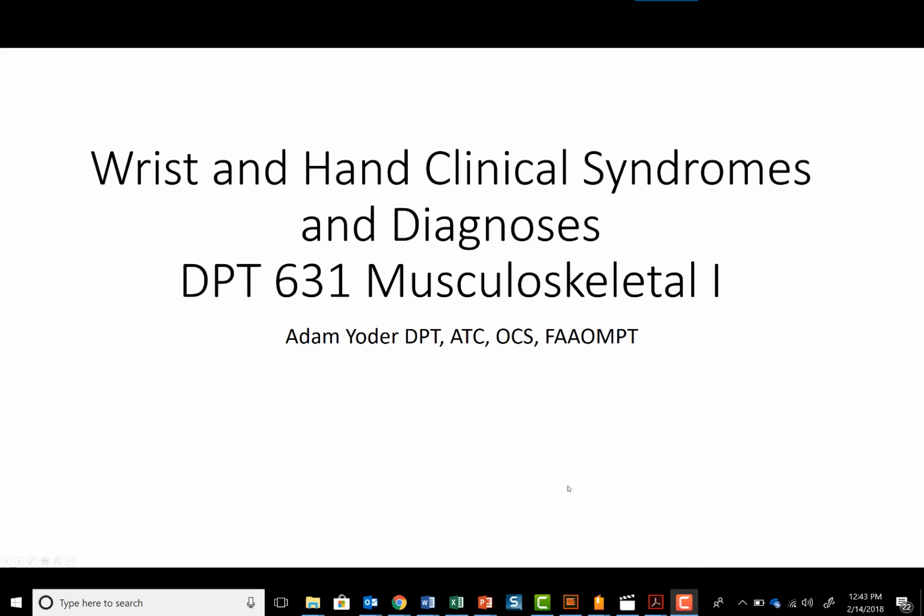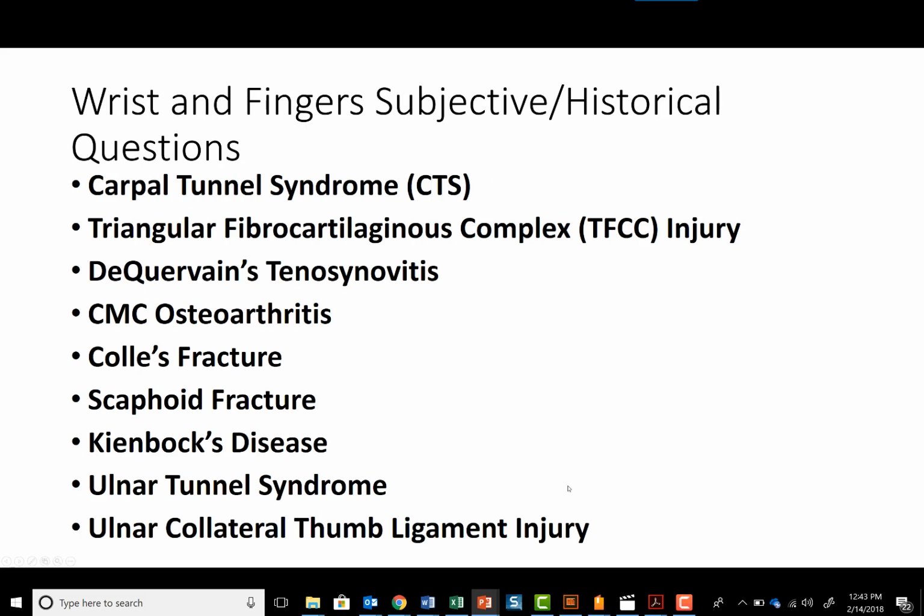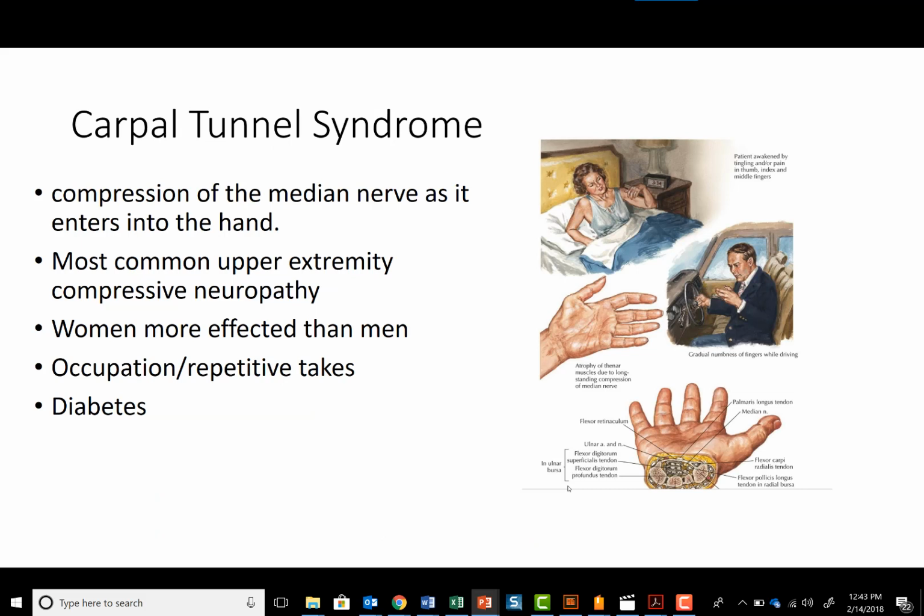So the first thing we need to look at is the different things we might see. Carpal tunnel syndrome, triangular fibrocartilage complex injury, de Quervain stenosing tenosynovitis, CMC osteoarthritis, Colles fracture, scaphoid fracture, Kienbock's disease, ulnar tunnel syndrome, also known as Guyon's canal syndrome, and ulnar collateral thumb ligament injury. There will be a second PowerPoint on further diagnoses that aren't going to be discussed in this one.